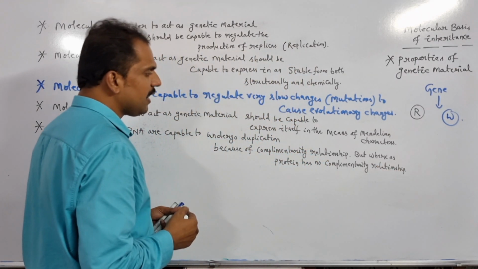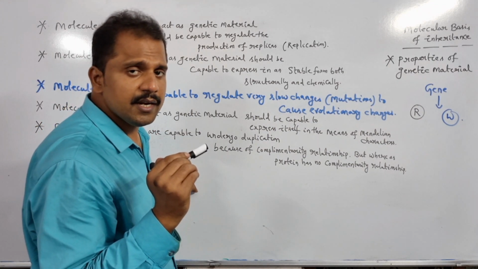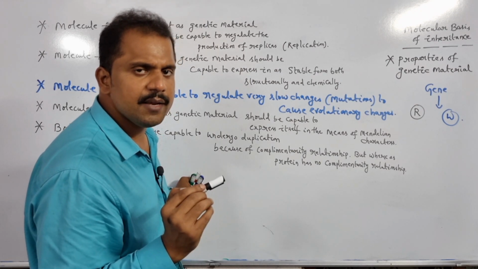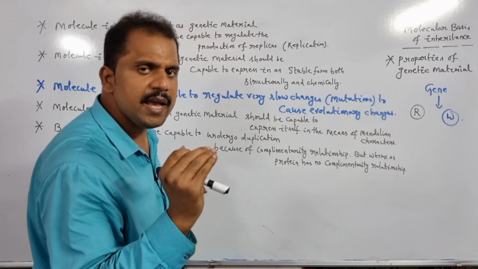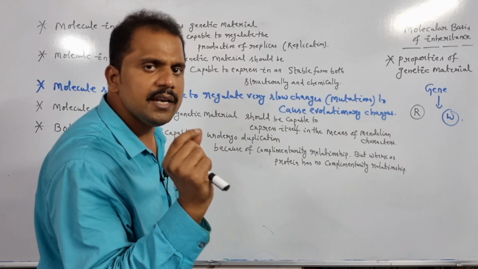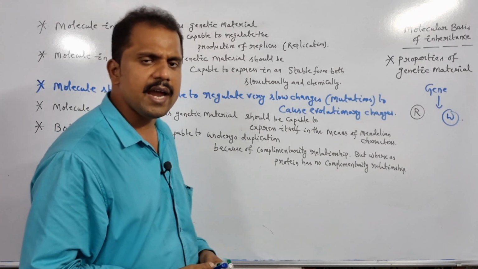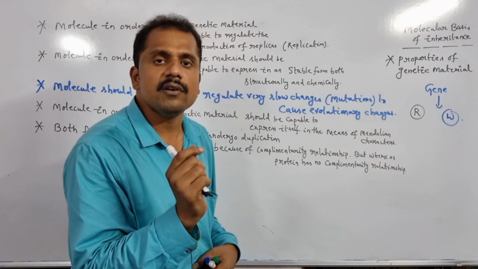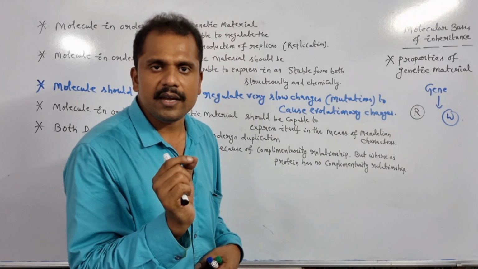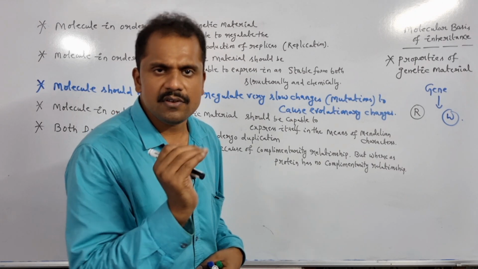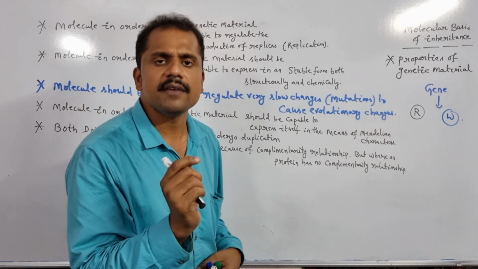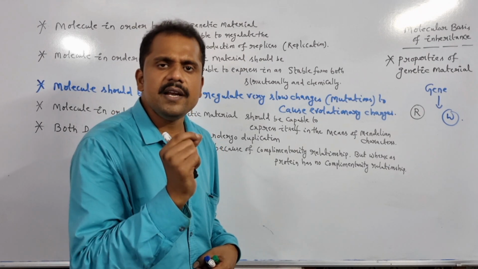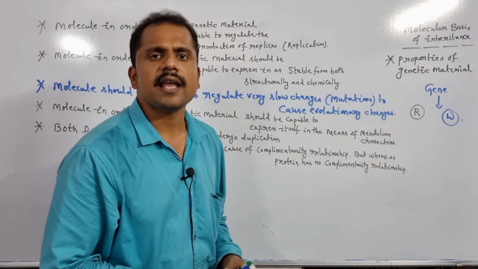Is it clear? A particular molecule, in order to act as genetic material, should be capable of expressing in a stable form. It should remain in a stable form and be expressed in a stable form all over the time in an individual's life. It should not vary in accordance with age, or with morphological and physiological changes. At all times in an individual's life, the molecule which acts as genetic material should remain in a stable form. Stability is one of the features of the molecule which can act as genetic material.